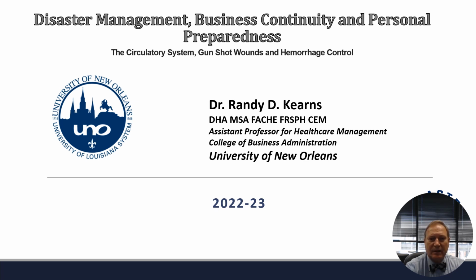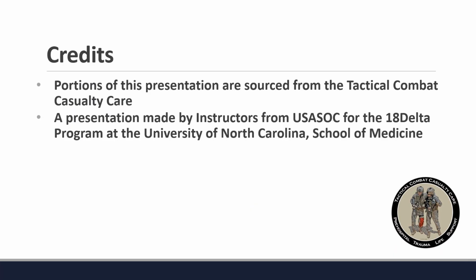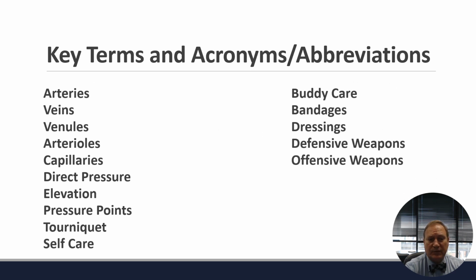For this particular lecture, I want to spend a little bit of time going over the circulatory system, gunshot wounds, and hemorrhage control. Key terms for this lecture include the anatomy: arteries, veins, venules, arterioles, capillaries. Then we'll talk about methods of controlling life-threatening bleeding with direct pressure, elevation, pressure points, and a tourniquet.